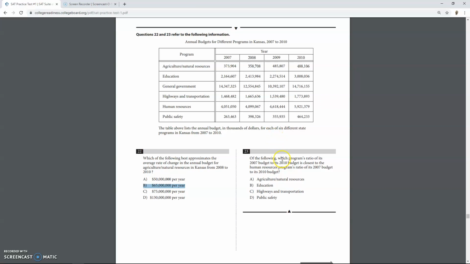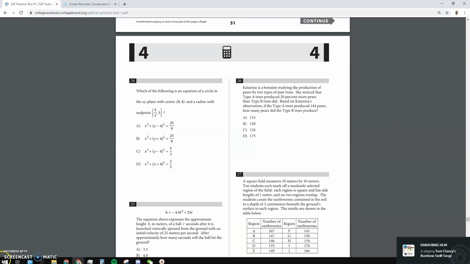For 23, it asked for the program's ratio of its 2007 budget to its 2010 budget closest to the human resource program ratio. So we find human resources 2007 to 2010, which is around 4 to 6, and so we want to know what other program has a 2007 to 2010 budget ratio around 2 to 3. That will be education, because that is 2.1 something to 3 point something. That will be B for question 23.